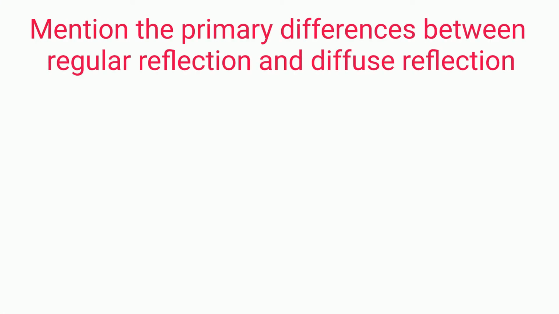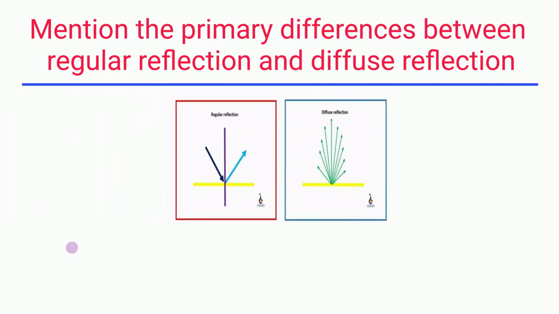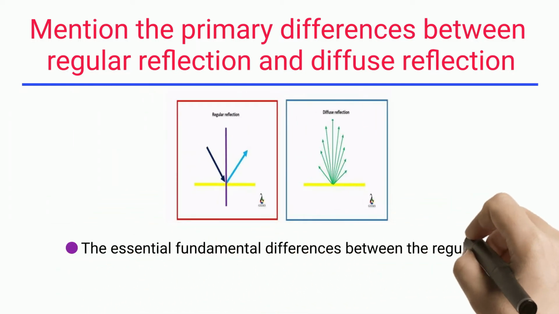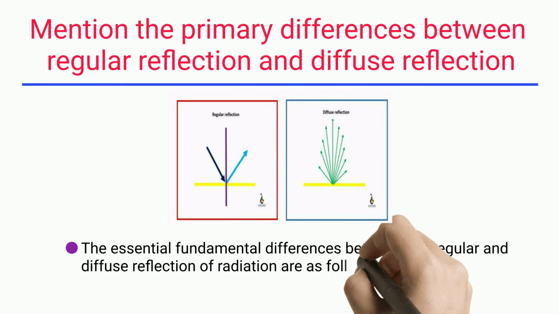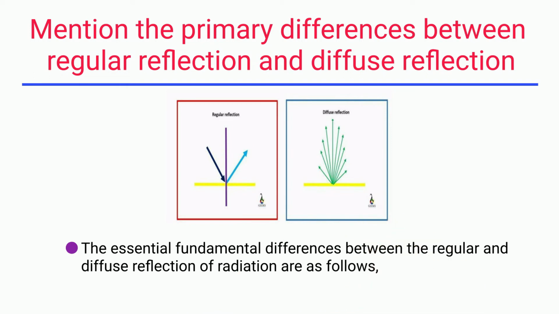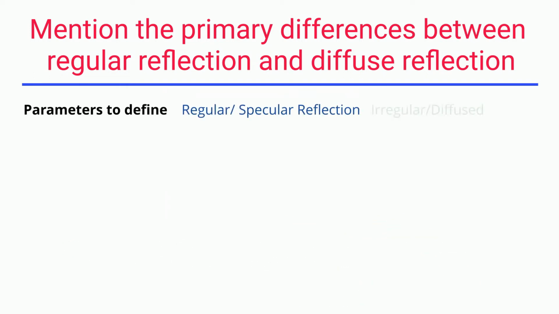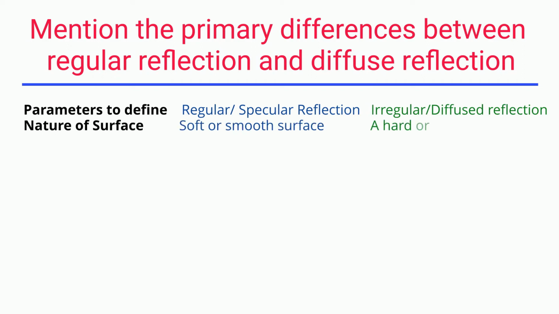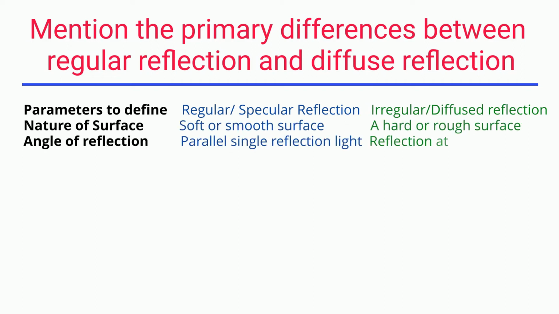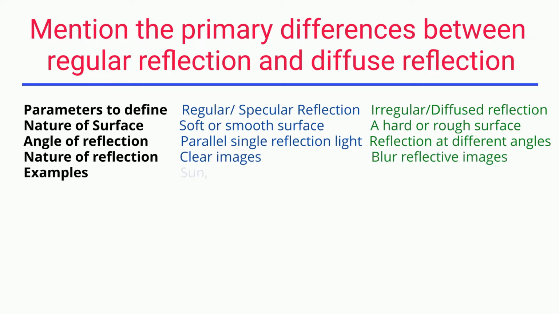Mention the primary differences between regular reflection and diffuse reflection. The essential fundamental differences between the regular and diffuse reflection of radiation are as follows. Parameters to define: regular/specular reflection, irregular/diffused reflection; nature of surface: soft or smooth surface, a hard or rough surface; angle of reflection: parallel, single reflection, light reflection at different angles; nature of reflection: clear images, blur, reflective images. Examples: sun, microscopes, telescopes, and bulb camera.